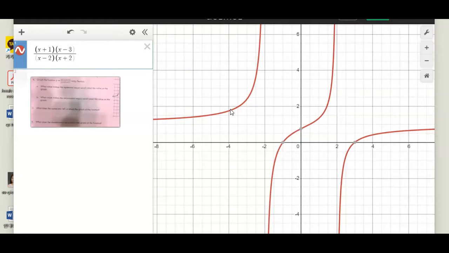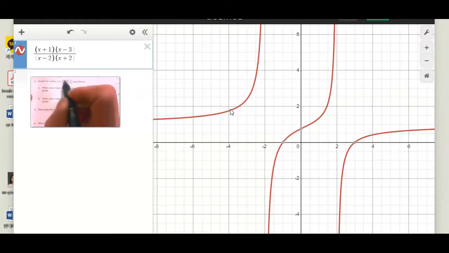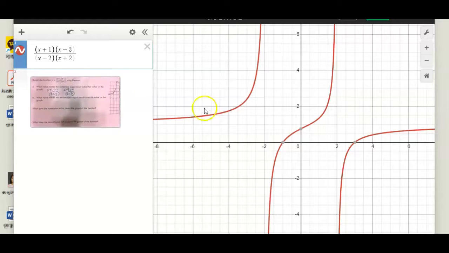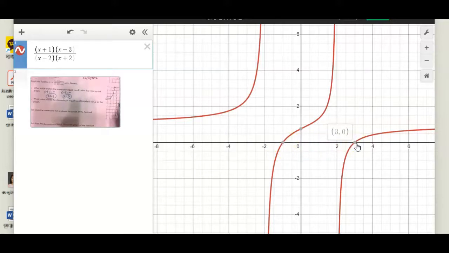Letter A, what value makes the numerator equal to 0? My numerator is (x plus 1)(x minus 3), so let's set that equal to 0. I get x equals negative 1 and x equals 3. Tell me what happened at x equals negative 1 and x equals 3. At negative 1, the y value is 0. At 3, the y value is 0. So right there, what happened? These are the x-intercepts.